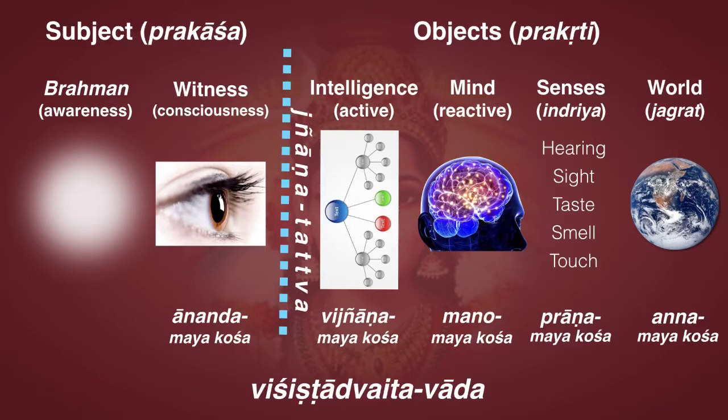But look, where jñāna-tattva comes, it comes like a firewall. In a computer, you use a firewall to separate the computer internals from the network. And that ensures that only the kind of network access that you want is allowed, and others are blocked. So jñāna-tattva, the knowledge that we are actually Brahman, acts as a kind of firewall between the witness, consciousness, and the objects, prakriti.